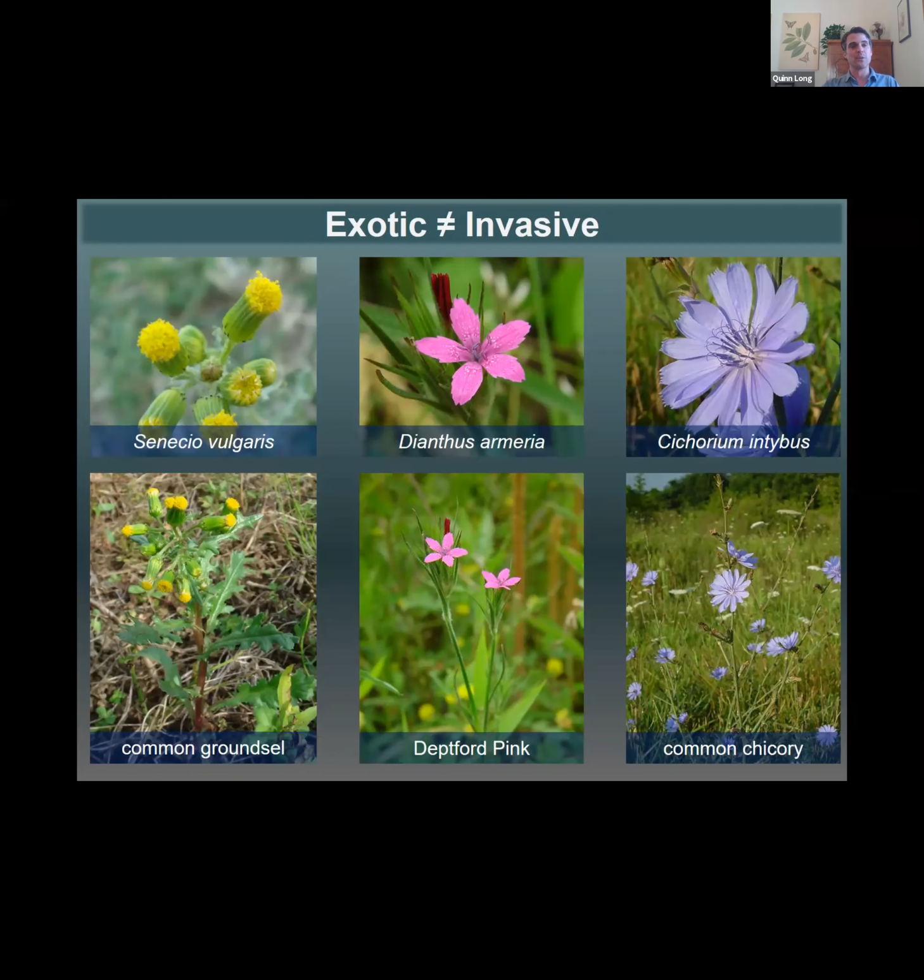But so another example here that exotic does not equal invasive. All of these species here are naturalized, meaning that they form self-sustaining populations outside of cultivation. Senecio vulgaris, common groundsel, in sidewalks. Deptford pink is common even in prairies, and chicories on roadsides, but they have really minimal impact on natural communities, our economies, and ecological health.